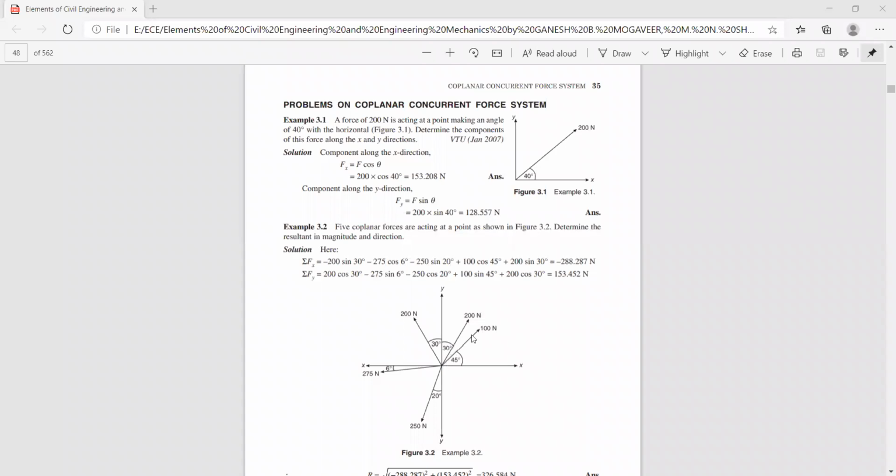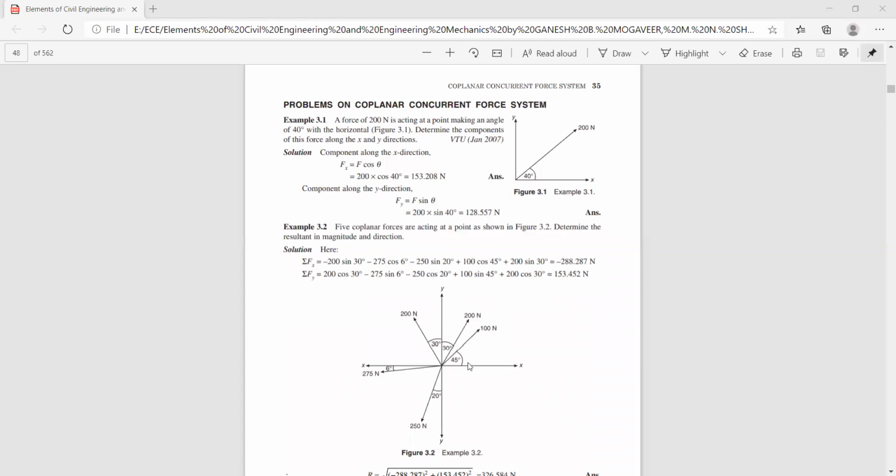Now this 100 Newton force, so sigma F of x, either it can be 100 cos 45 or it is 100 sin 45. If I complete this triangle, you can do it either with respect to the y-axis or x-axis. Here, since the angle has been given with respect to the x-axis, either it can be 100 cos 45 or it can be 100 sin 45. So both the angles are 45.